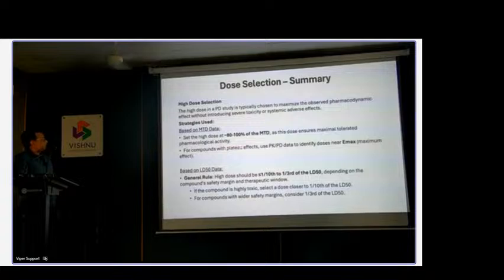For compounds with plateaus, this is not that simple. When you have a combination of data between your toxicity or pharmacodynamic study along with your PK, you would see some saturation in PK parameters.